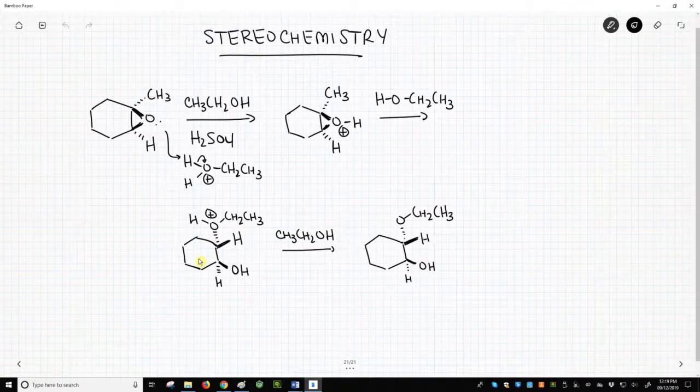We'll start with this epoxide in the upper left. Let's assume that we have a single enantiomer of the epoxide, and we'll clearly show the stereochemical orientations. If we react this epoxide with ethanol, the solvent, and sulfuric acid, then the epoxide will be opened to give this intermediate in the lower left.